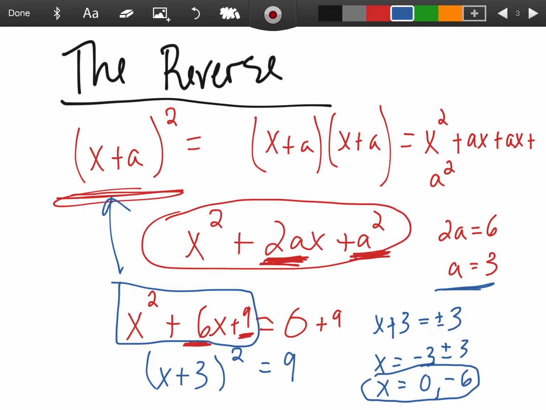Obviously, in this case, x squared plus 6x equals 0, it's probably easier just to factor, but I was just using this example so we can see, all right, how do we complete the square?